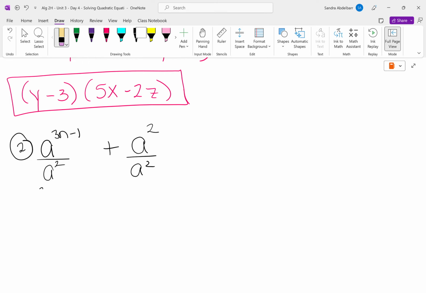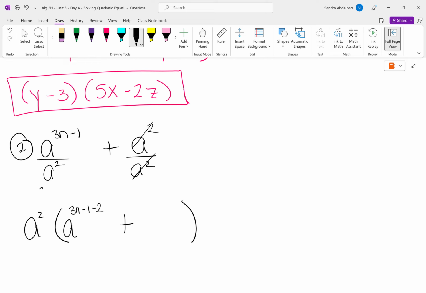Okay, so now I'm left with, now what do? You keep your base and don't you subtract the exponents? So when you're subtracting the exponents, this is going to be a raised to the 3n minus 1 minus 2. And then what happens with the a's to the seconds? They cross out, but is it 0 there?